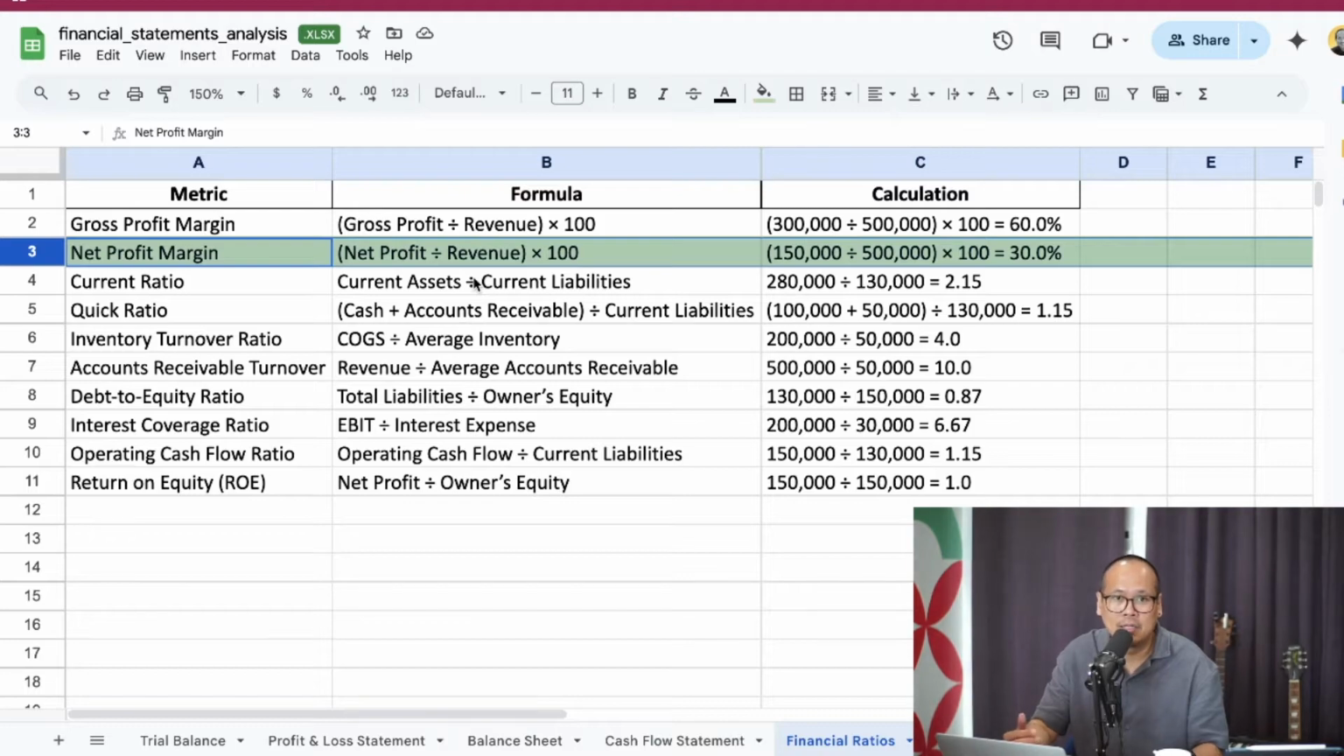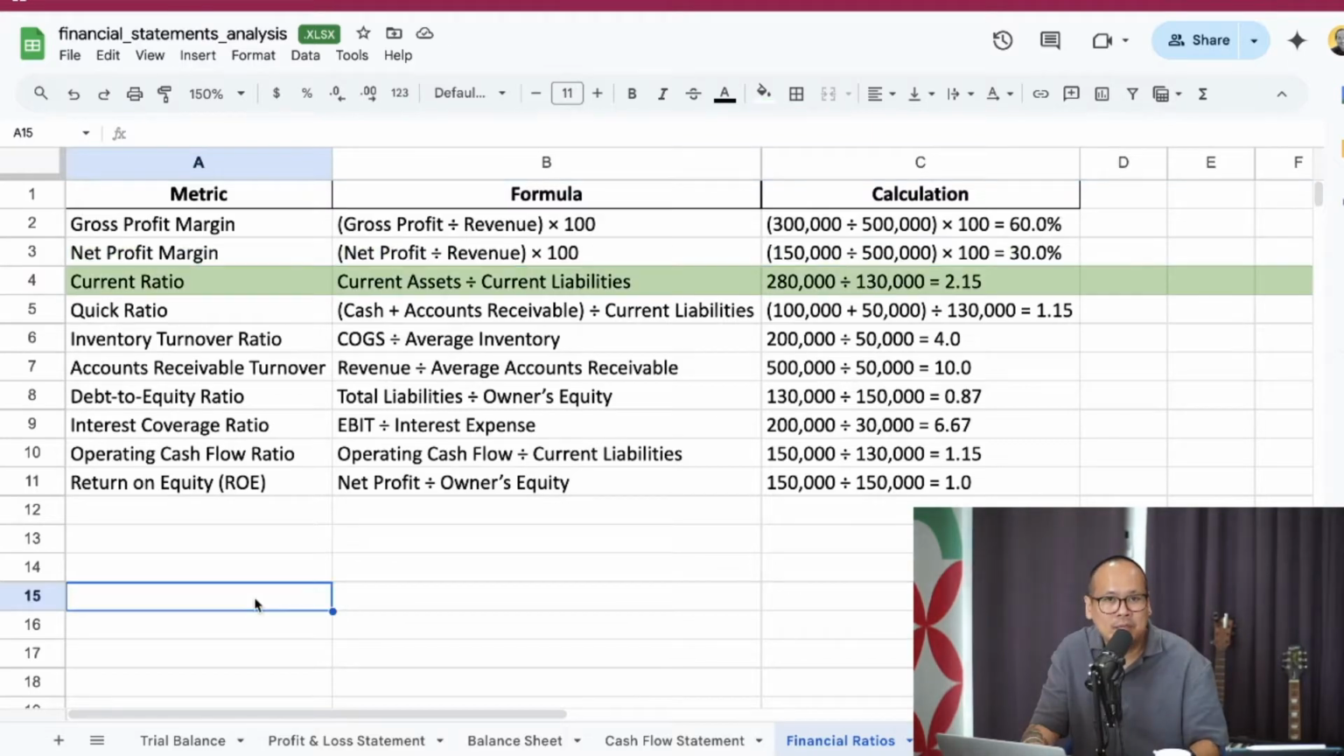So if it's higher than 10%, then it's a profitable business. Congratulations. Consider expanding or investing in growth. If it's lower than 5%, then costs are eating into profits. You have to review operating expenses and your pricing strategies.